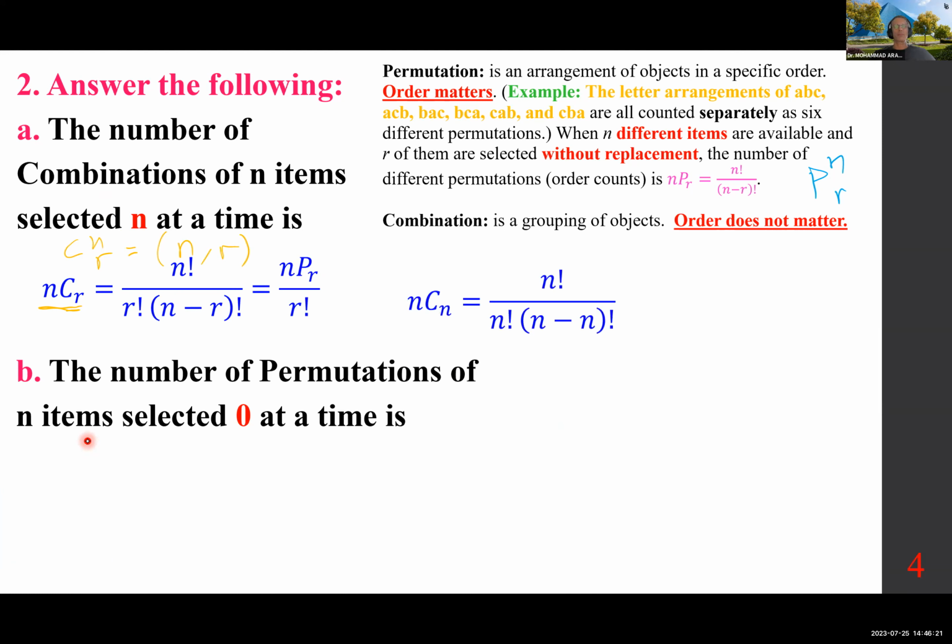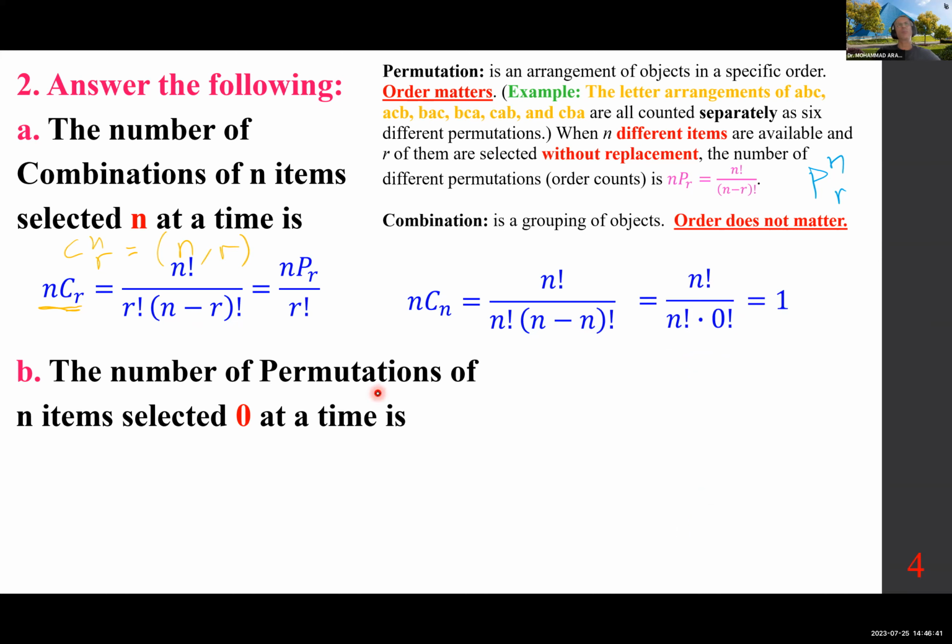So we use the formula and we replace the R with n. So n minus n is 0. 0 factorial is considered to be 1. And n factorial is identical to n factorial. They cancel each other. The final answer is 1.